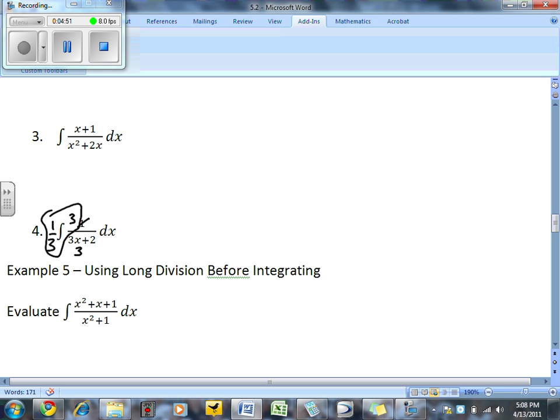So now we can take the integral. Our integral is going to be the natural log. So it's going to be 1/3 times the natural log of 3x plus 2 plus c.